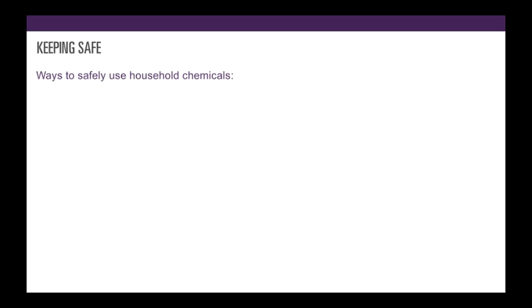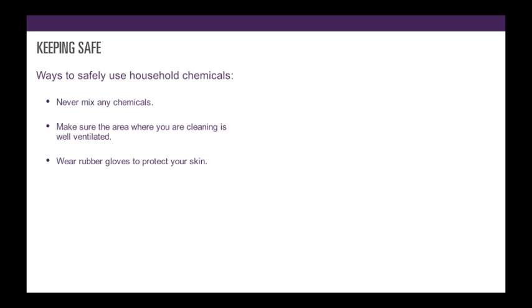There are ways you can stay safe when using household chemicals. First, never mix any of them. This can cause fumes that can be dangerous or fatal. Make sure the area where you are cleaning is well ventilated to reduce your exposure to fumes. If you start getting dizzy, have a headache, or get sick to your stomach, stop using the chemical and get fresh air. Wear rubber gloves when using household cleaners to protect your skin.